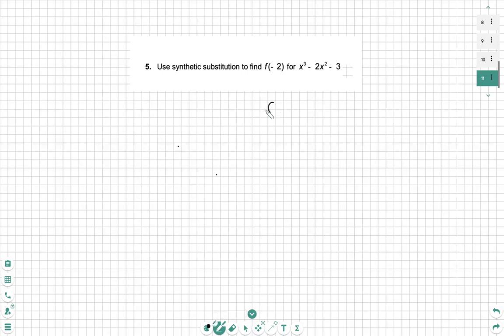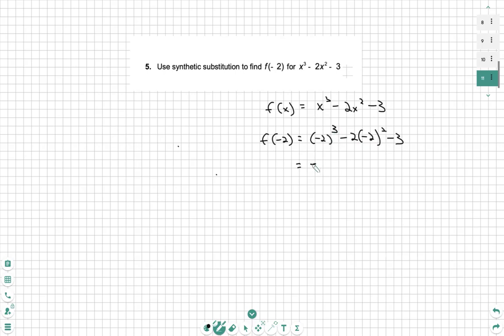As you can see, we have f of x, which is x cubed minus 2x squared minus 3. All we're looking for is f of negative 2. What that means is I need to replace x with negative 2 every time I see it. This is how we solve for synthetic substitution. That is pretty much it.